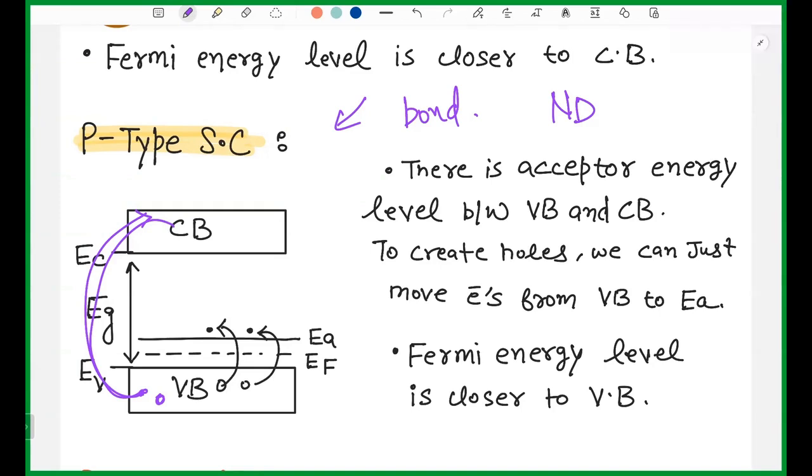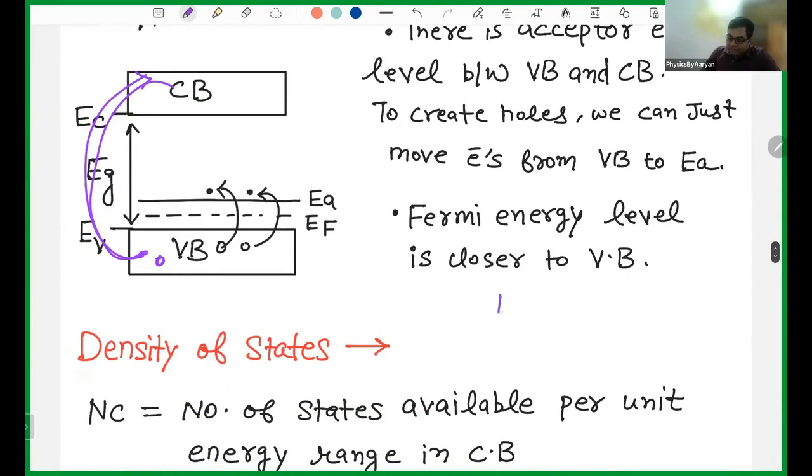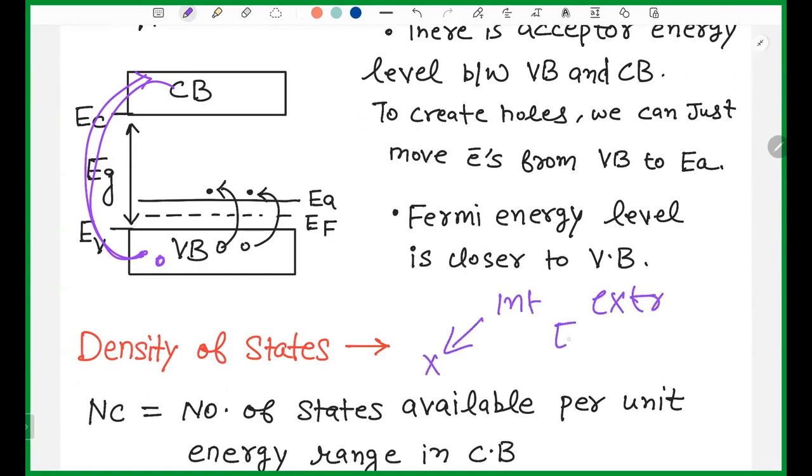Yes, sir. Answer is yes. In case of intrinsic, there is nothing present. But in case of extrinsic, sir, ED and EA is present.